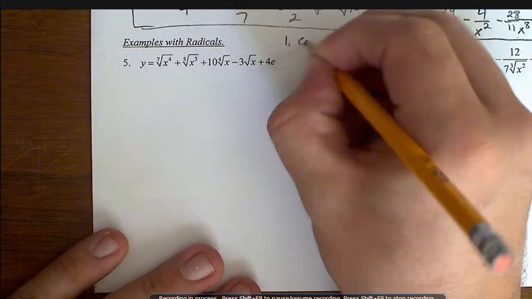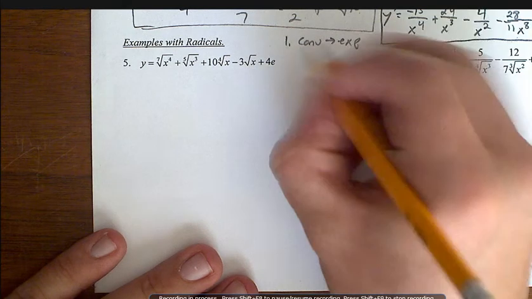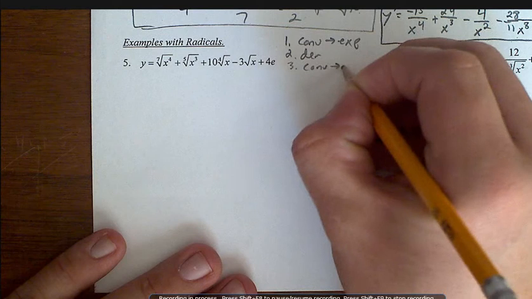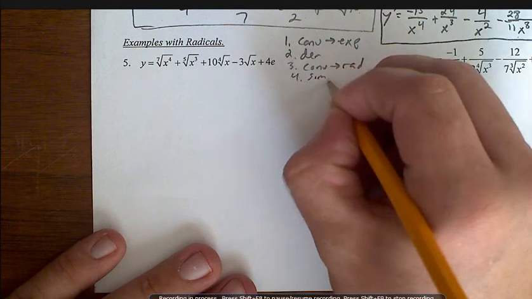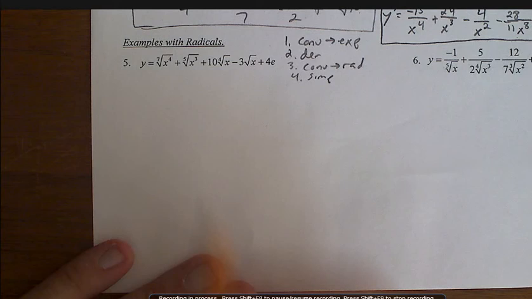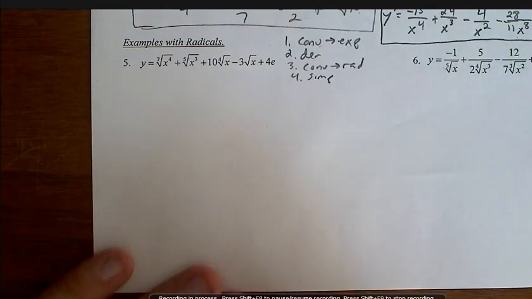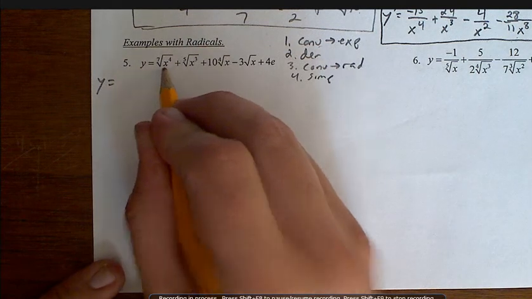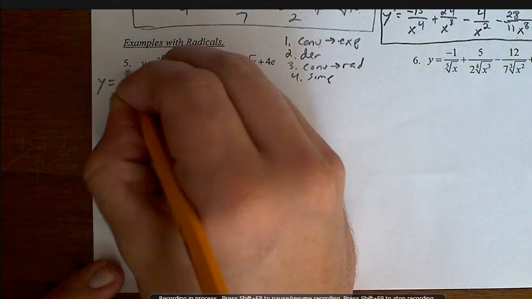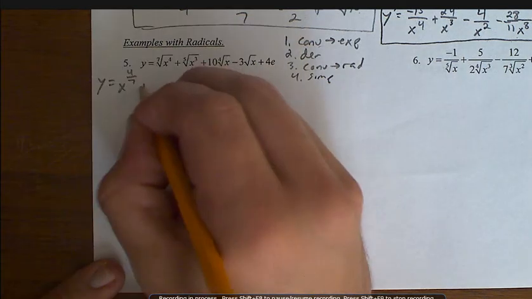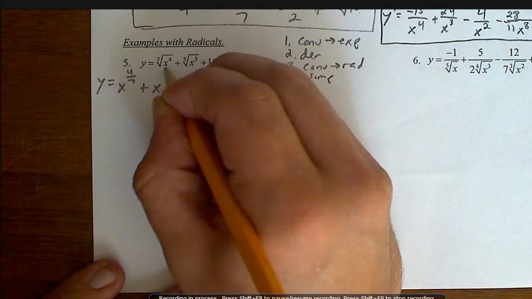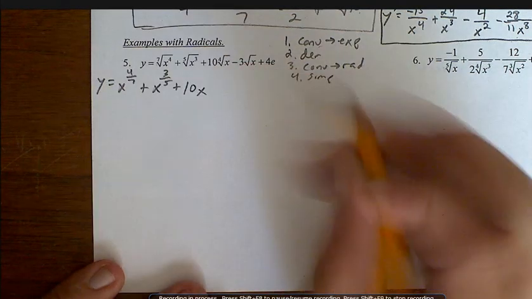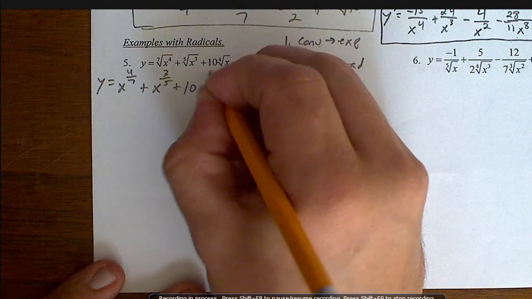So the 7th root of x to the 4th is going to be x to the 4/7 power, plus x to the 3/5 power, plus 10x is the 4th root of x, so x to the 1/4, minus 3x to the 1/2, plus 4e. Okay, so step 1 is done. Convert to exponential form. There's no fractions, like x in any denominator, and all radicals are gone. So I have a simple power rule for my derivative.